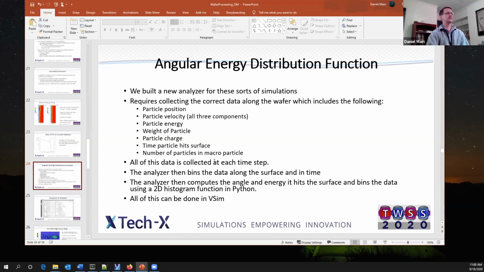The analyzer then bins this data along the surface and in time. So you could say, I only want to look at the particles that hit between RF cycle 11 and 12. It'll bin that, and only look at that data. Or I only want to look at the data at the very edge, for example. It'll bin that data. Then it takes the particles within some region of the wafer in some time interval, and further bins the data using a 2D histogram function in Python as a function of angle and energy. And all of this can be done in VSim.